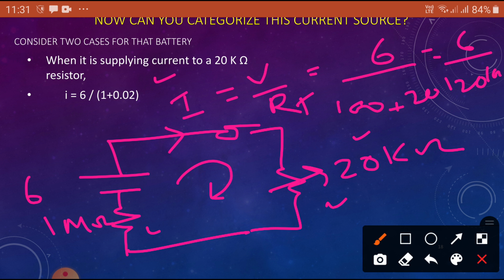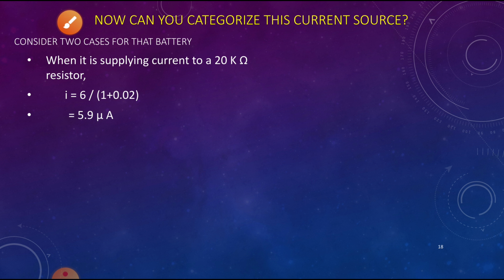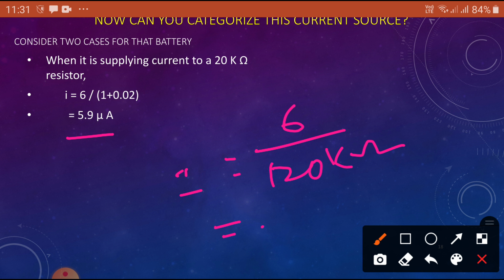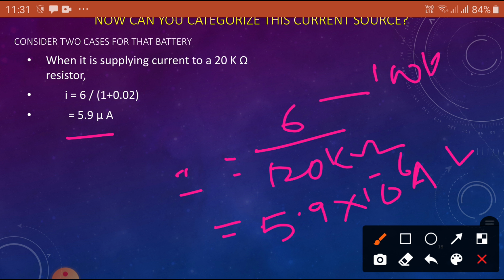Now that value is equal to how much? The current is equal to 6 by 120 kilo ohms. That's we are going to get 5.9 into 10 to the power of minus 6 amperes. This much current, microamperes, is flowing in the first case when the load is equal to 20 kilo ohms.